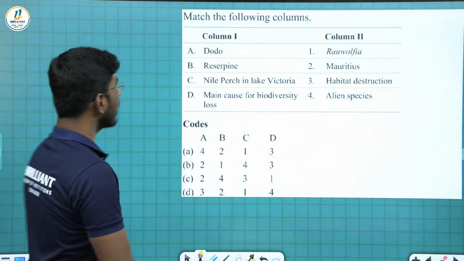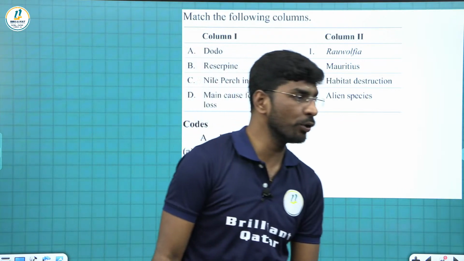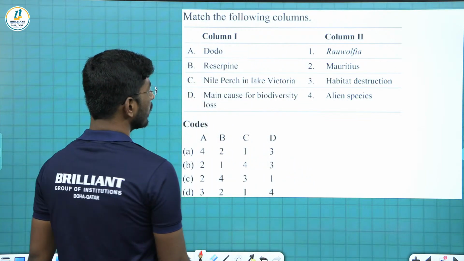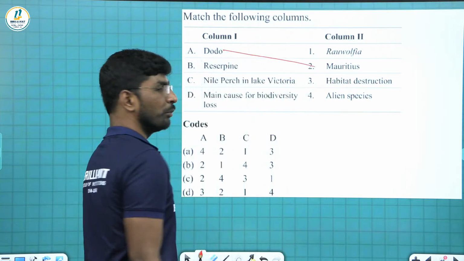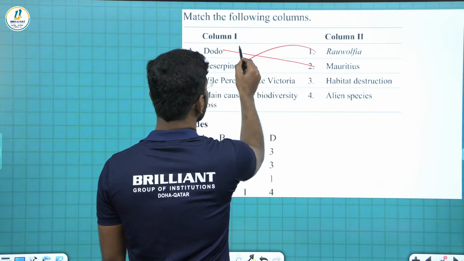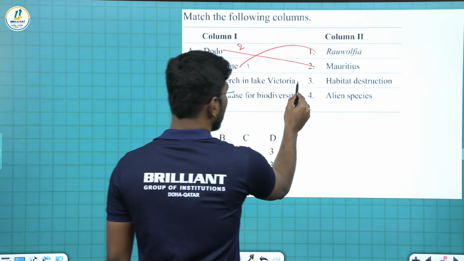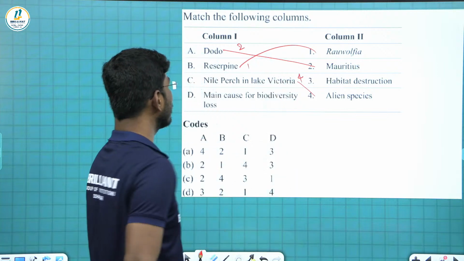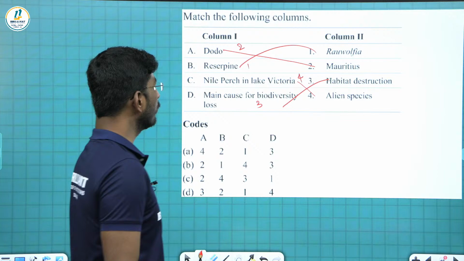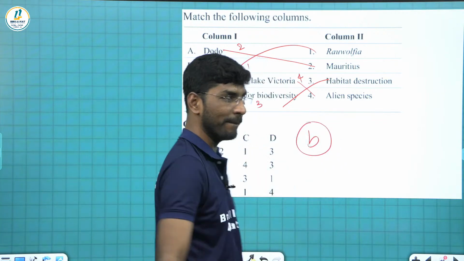Last question. Today's last question. Dodo. What can I go with for Dodo? Tell me. Dodo. Anyone? Grace. Come on, beta. Dodo means, shall I go with 2? Mauritius. Yes. Reserpine, Rauwolfia, 2-1. Nile perch in Lake Victoria, an alien species. Main cause of loss of biodiversity, habitat loss. 3. 2143. Where is 2143? Option B. Am I correct, beta?